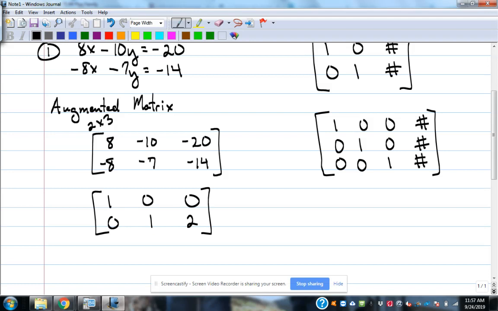What that means is from the original problems we had 8x minus 10y is equal to -20. This line says 1x plus 0y equals 0.